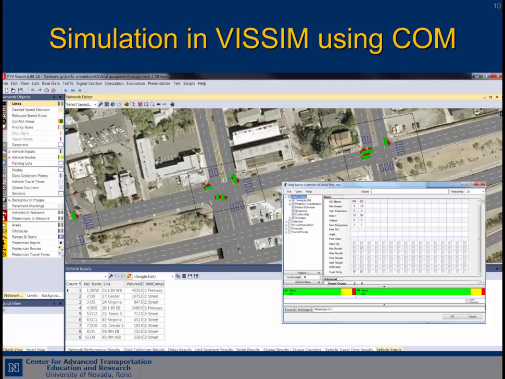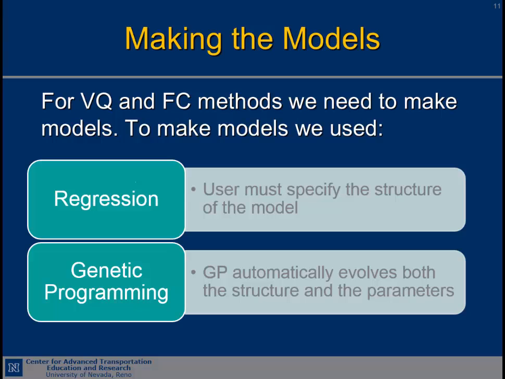Simulation, as I said, was done in VISSIM using the COM interface. So we modeled our intersection in VISSIM and changed our volumes through COM. For making the models, we use regression and genetic programming. In regression, the user must specify the structure of the model, which sometimes is not easy. But in genetic programming, GP automatically evolves both the structure and the parameters.